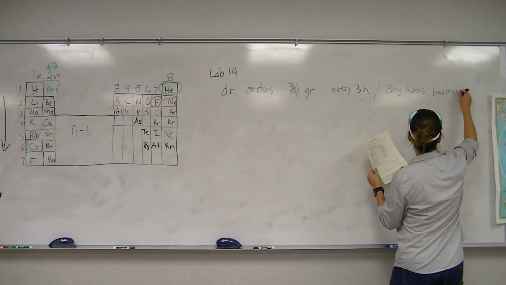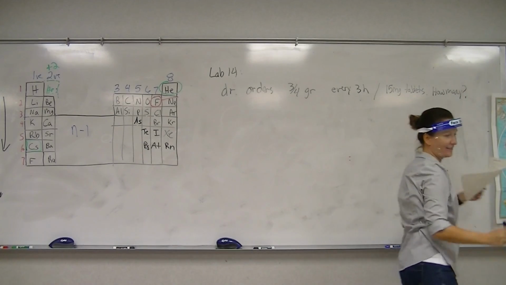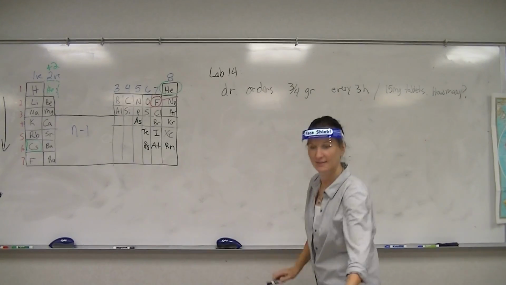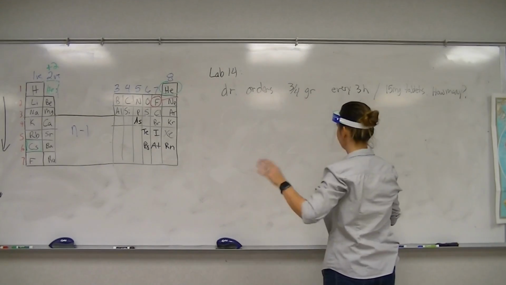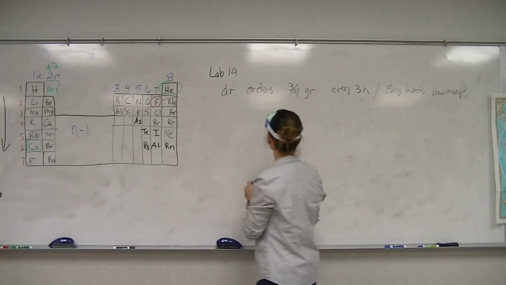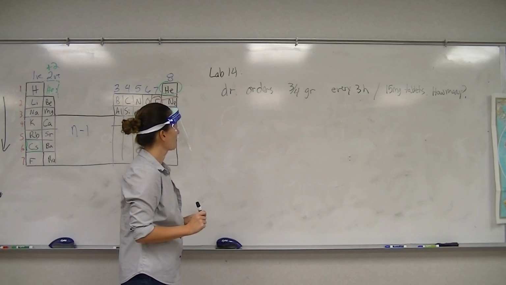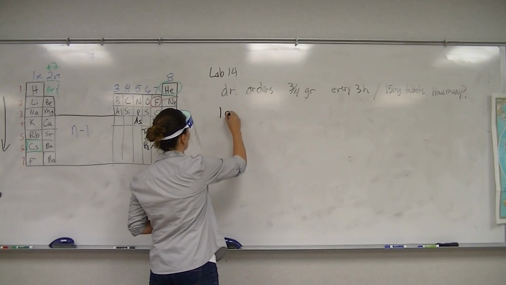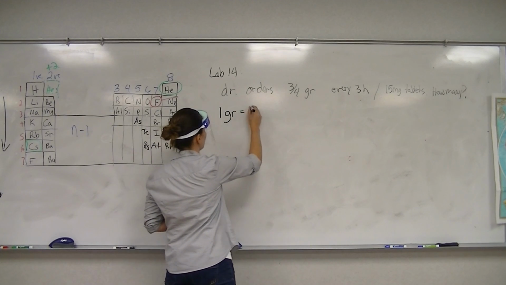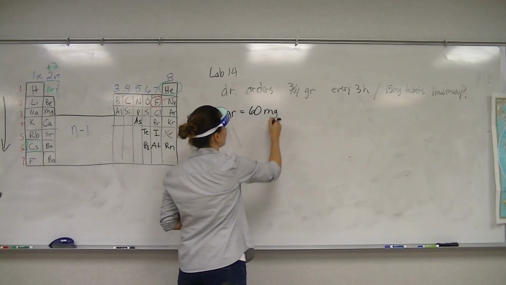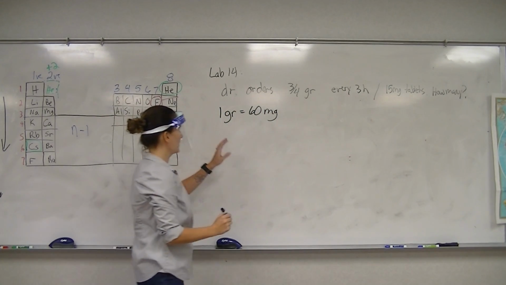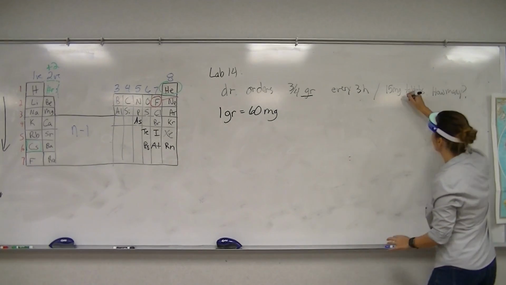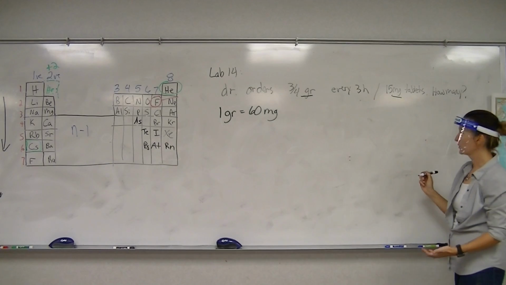I need to switch markers. I keep grabbing the bad one, I should just throw it away. A conversion factor for 1 grain is 60 milligrams. Okay, so we need conversion factors. So 1 grain is 60 milligrams. The reason you picked that one is because you're looking, okay, I have grains and I need milligrams. So, good.